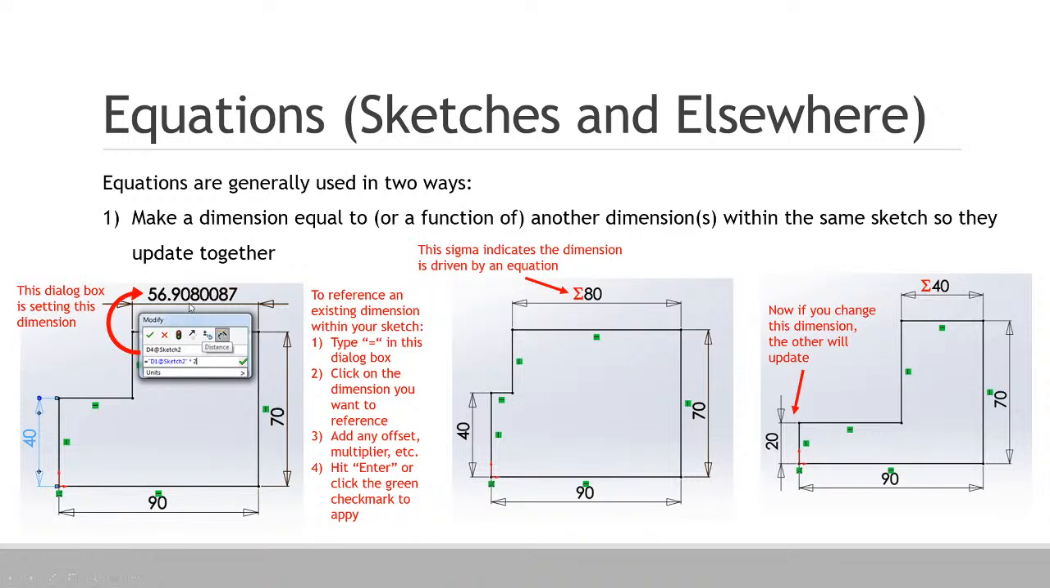When you create a dimension within the dimension dialog box, if you type equals and then click on some other dimension in the sketch, it'll auto-populate that name there, and then you can say, in this case, times 2. So I want the length of this edge on this part to be twice the length of this edge. SOLIDWORKS will add this red sigma to indicate that this dimension is driven by an equation. If you update this dimension, it'll auto-update this other dimension. And that can be really handy.